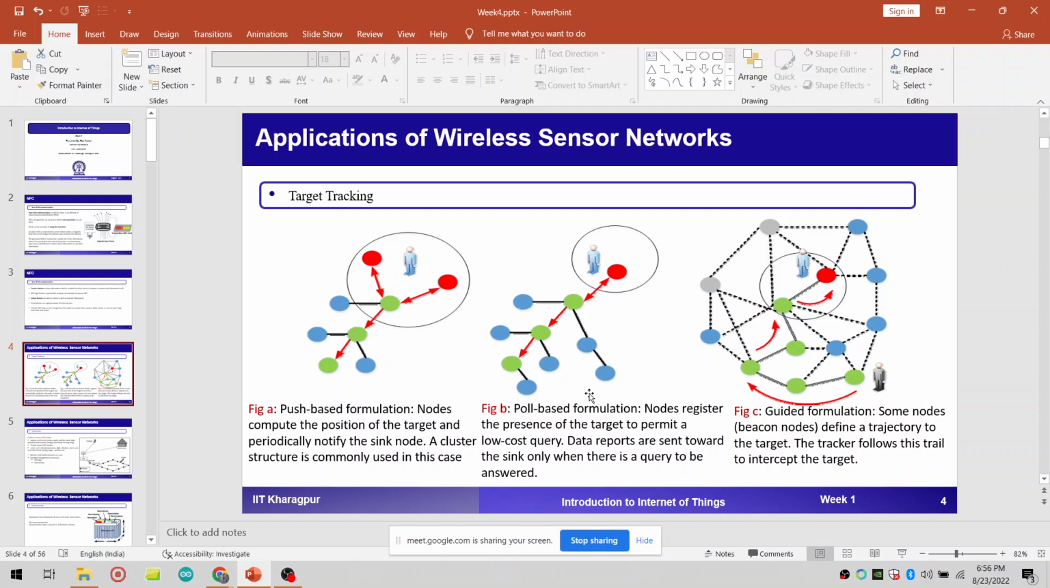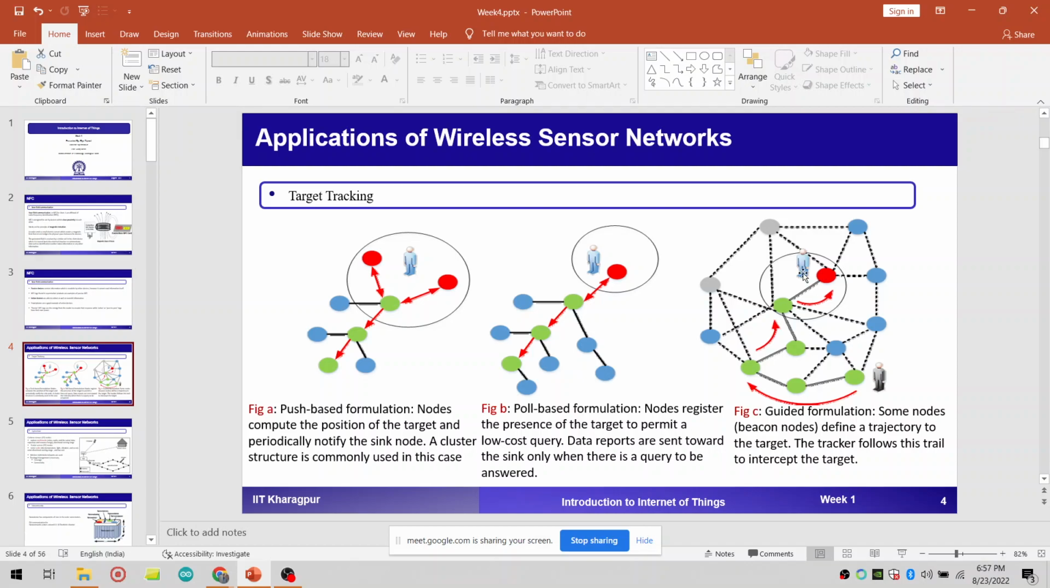Clear. Now the third one is your guided formulation. In case of guided formulation, there are some nodes, basically called beacon nodes. Based upon the previous data, they provide some trajectory. So the nodes will follow that trajectory in order to find the particular target which we are going to track.